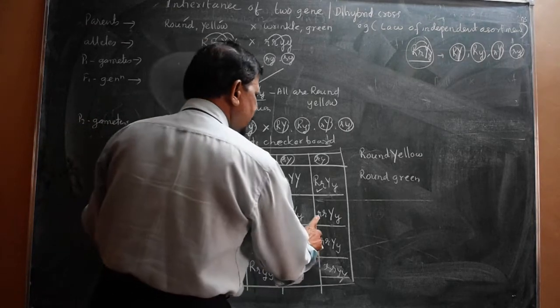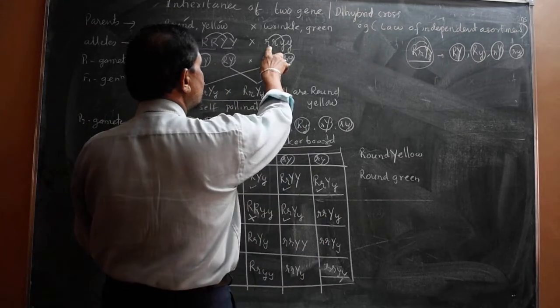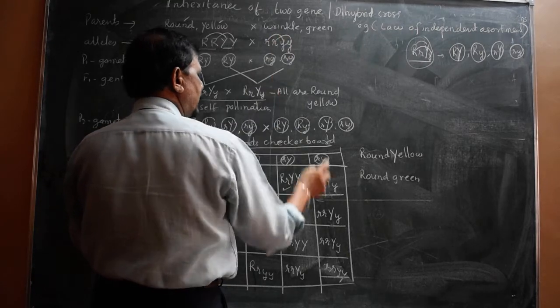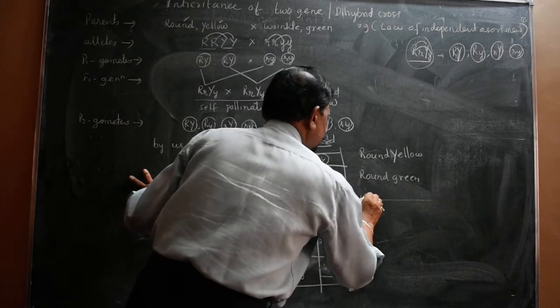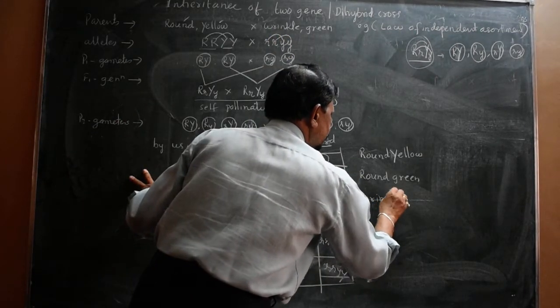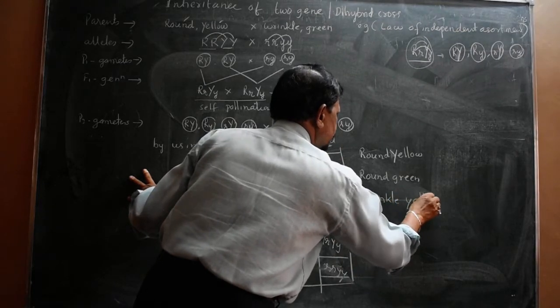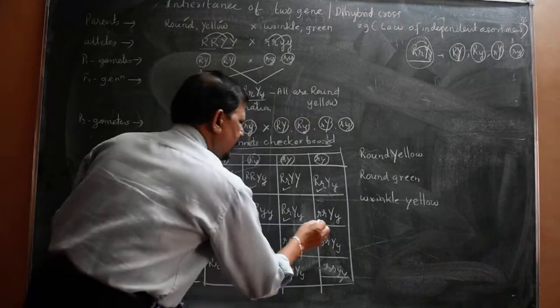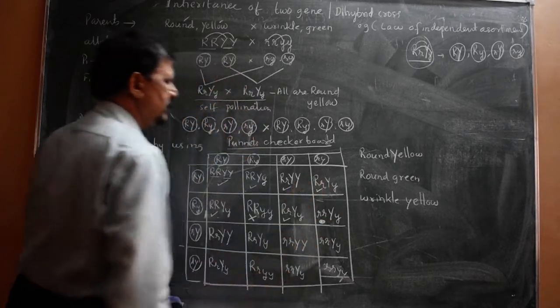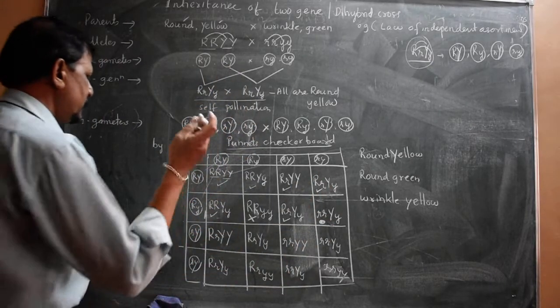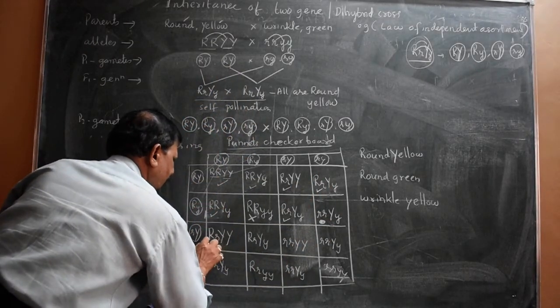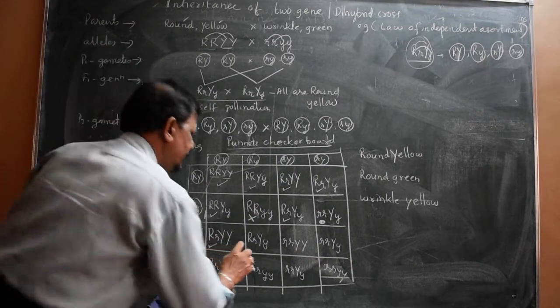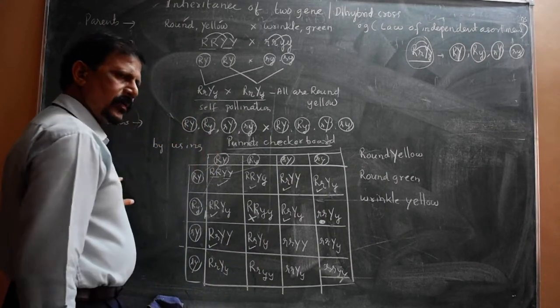Then this one, small r is what? Wrinkled. And then capital Y is there, wrinkled yellow. This is a wrinkled yellow. Yes, this one is a wrinkled yellow. Then once again this one is what? Round yellow. R is there, capital Y is also there. Then here also R is there, capital Y is there.